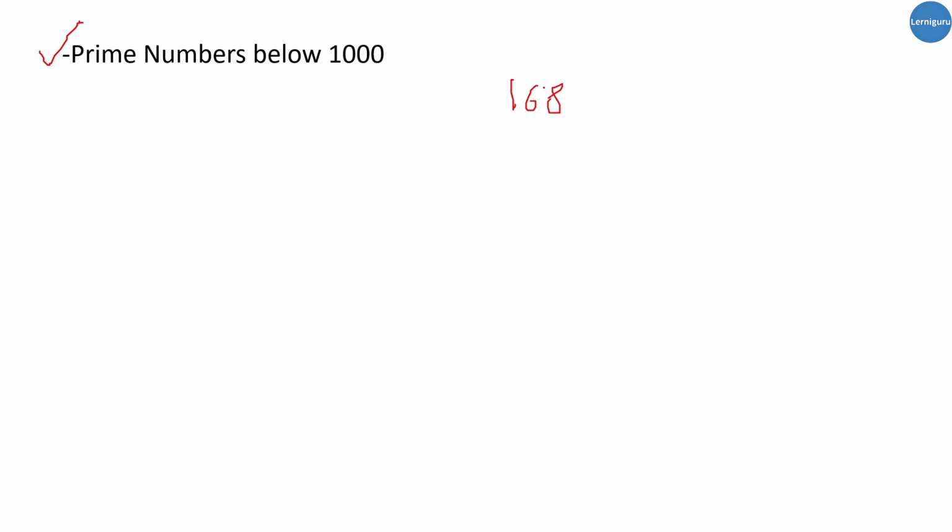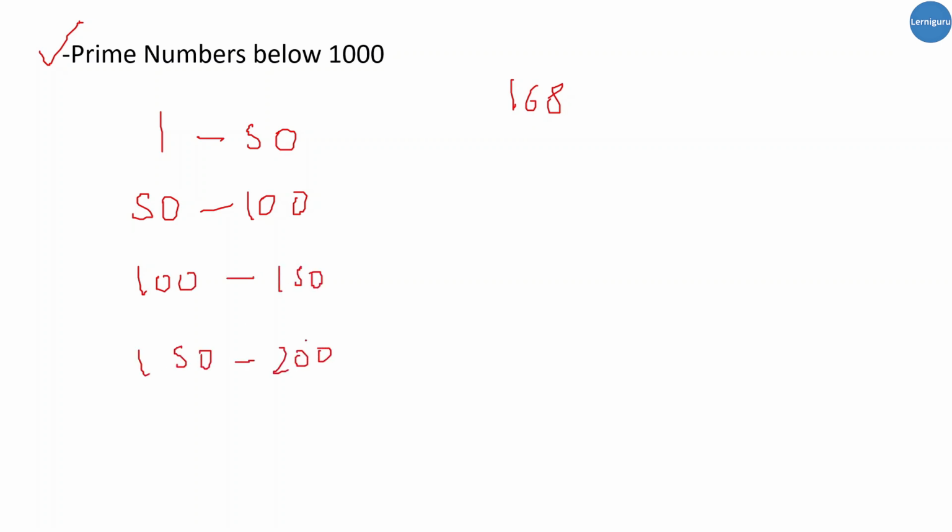So there are 168 prime numbers below 1000. You need to just remember this thing and nothing else. I'm going to tell you a few things that you need to remember, from 1 to 50, 50 to 100, 100 to 150, and 150 to 200. This will be useful when you are solving the questions. You can solve the question faster.